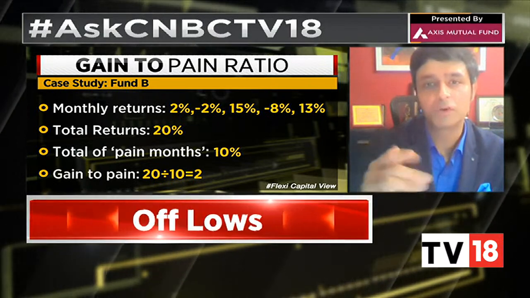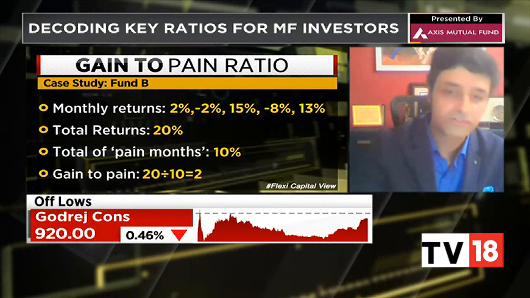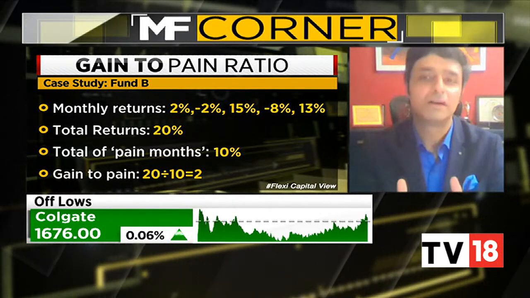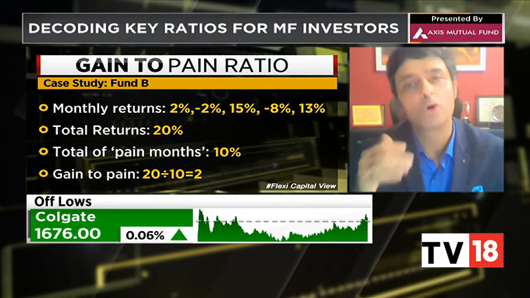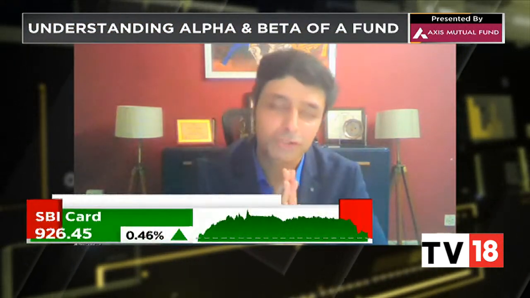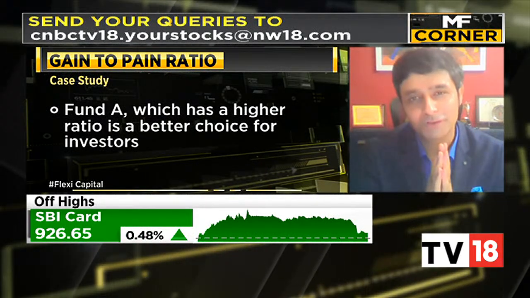So obviously, between the two, Fund A and Fund B, what it's showing is that the higher the gain to pain ratio, the better the fund manager, as returns are coming with lower pain or drawdowns or negative returns. That's broadly what the gain to pain ratio estimates and calculates for investors.